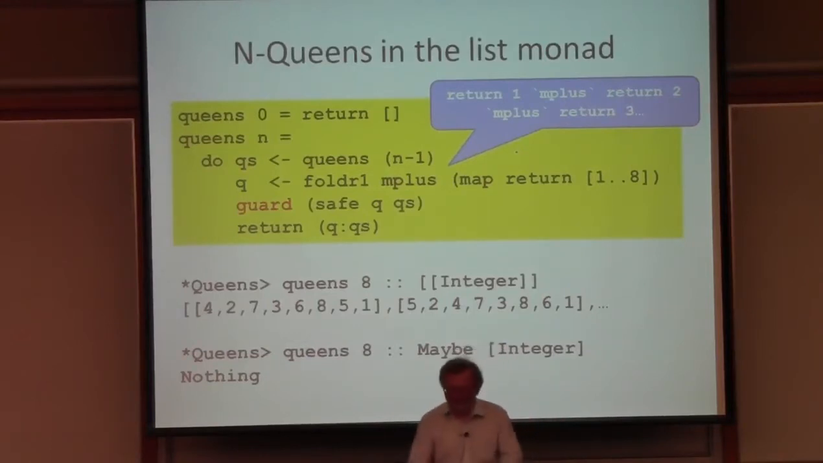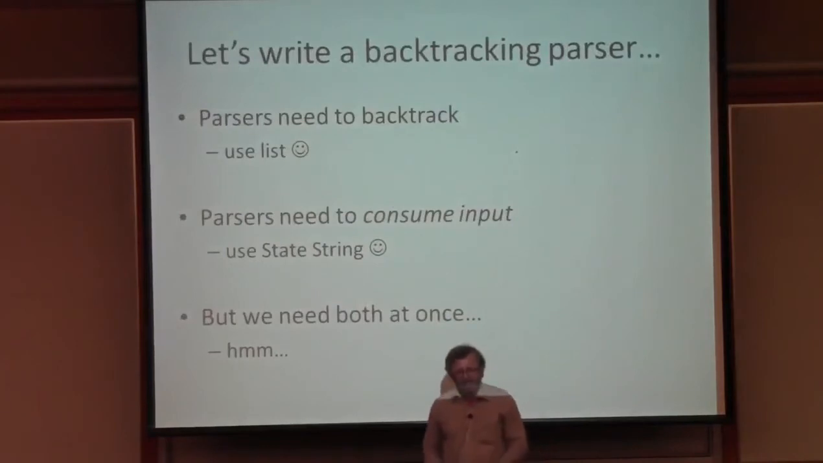So you can put the maybe monad there. It's not useful, but I just want to show you that you can. OK, so the list monad is good for backtracking.